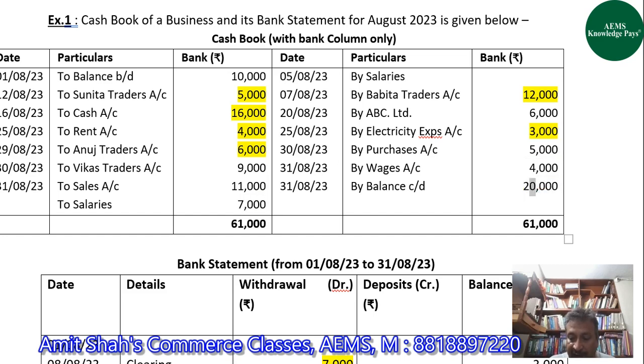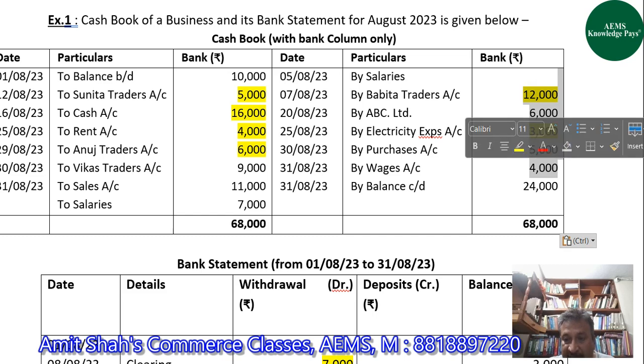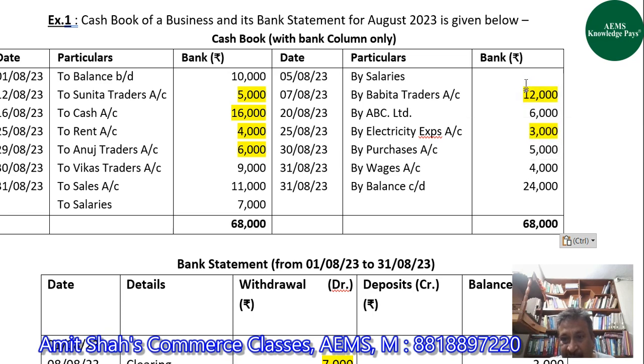When everything was correct, the balance was 24,000. That you know. Now, if I record the 7,000 on this side, the total here would be how much? 68. So the same 68 I will write here. The total of this side, including salaries, was 37. Now it would be 30,000 only because of 7. So, 68 minus 30, that is how much? 38.